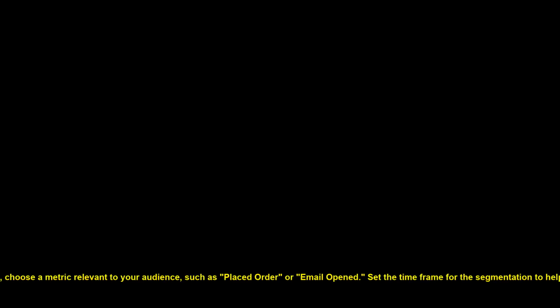Set the time frame for the segment. You can add additional conditions by clicking on Add Filters. Choose whether you want to include or exclude profiles based on these filters. Once satisfied with the conditions, click Create Segment. Your new segment will now populate based on the criteria you've set.